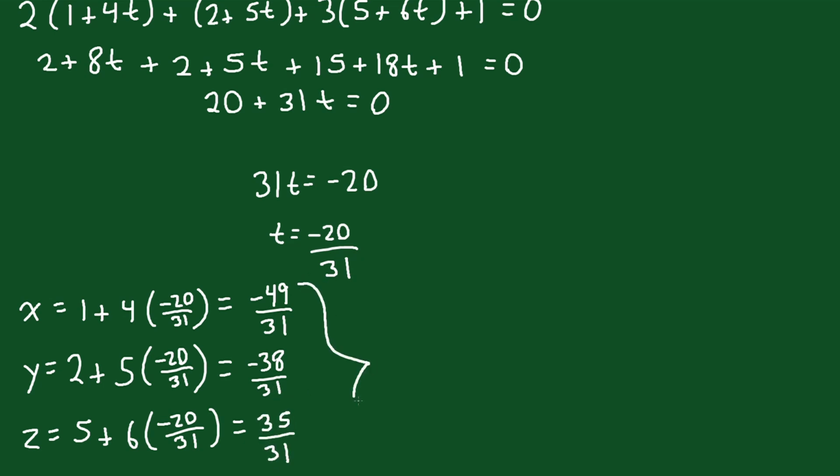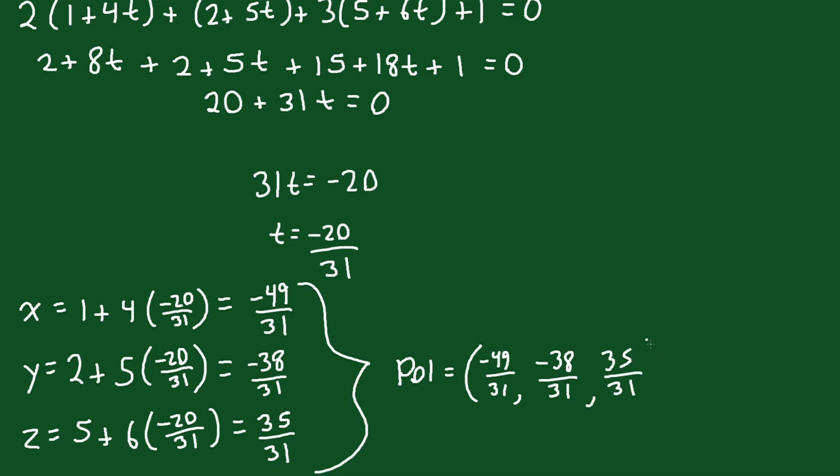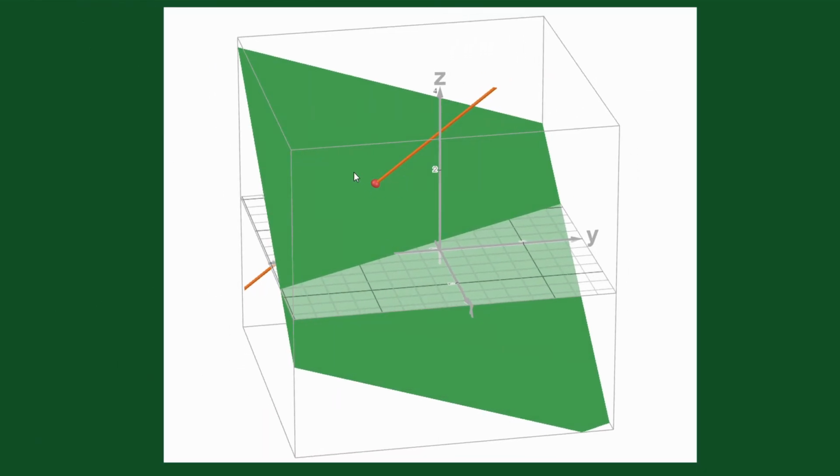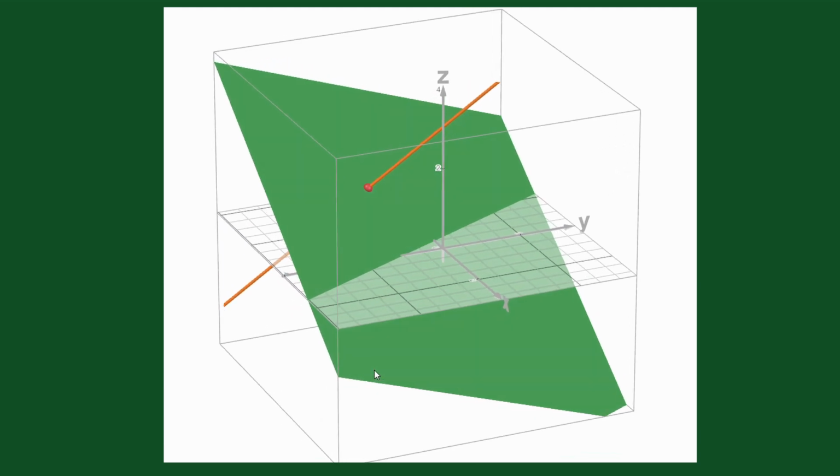So you can take those three values, and they will give you the point of intersection. The POI is equal to (-49/31, -38/31, 35/31), just like that. So if you're looking at your diagram up here, you can see this red point here does in fact have those coordinates.